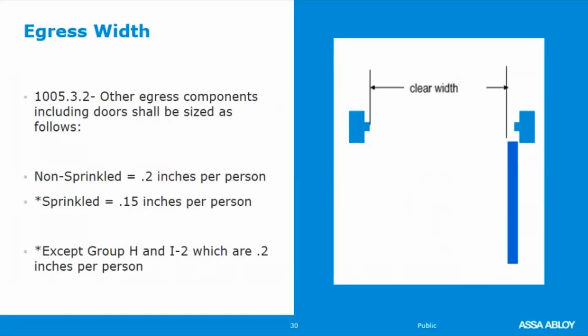When it comes to egress width, other components and doors fall under that category, other egress components. If it's a non-sprinklered building, it would be calculated at 0.2 inches per person, and in a sprinklered building, 0.15 inches per person. This comes directly out of 1005.3.2 from the IBC. There is an exception. Group H, high hazard, and I2 are factored at 0.2 inches per person because they're already sprinklered spaces.